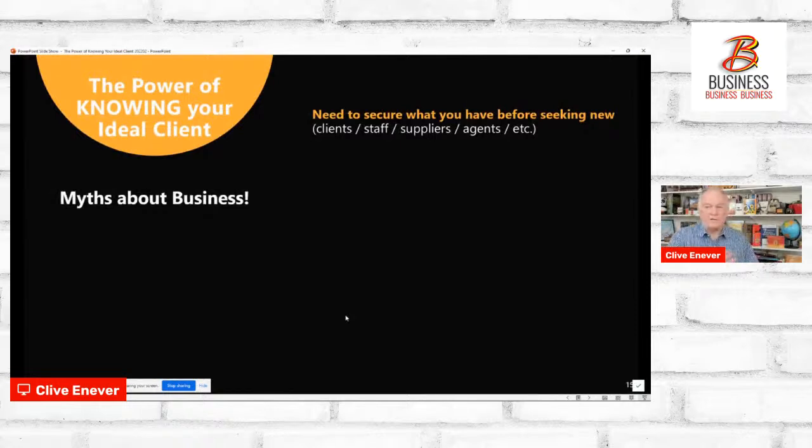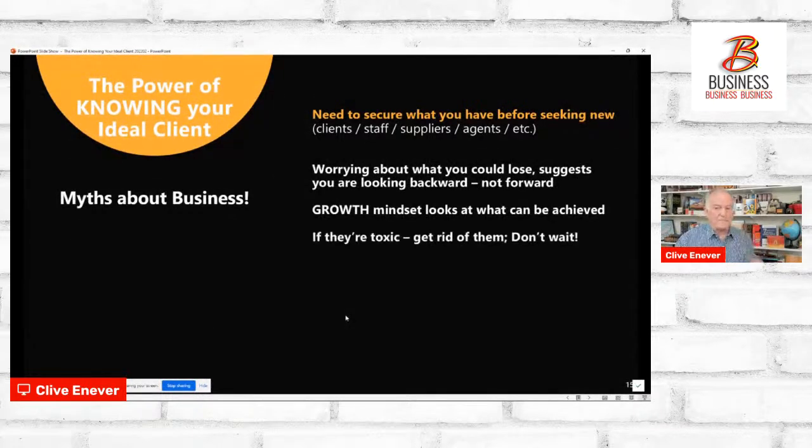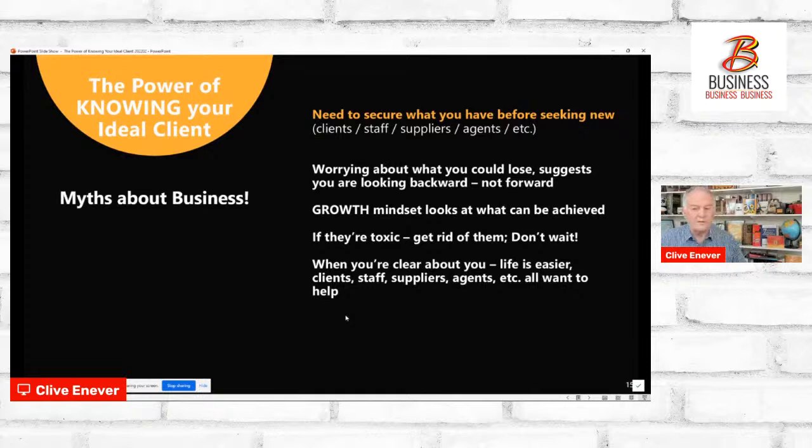What about this? We need to secure what you have before seeking something new. Now, it doesn't matter whether we're talking about clients, staff, suppliers, agents, or something else. It all comes back to the same thing. If we're worrying about what we might lose, that suggests we're looking backward and not forward. It means we're not using our growth mindset. We're probably looking at things from a scarcity mentality. We're worried about what we might lose rather than the potential of what we might gain.